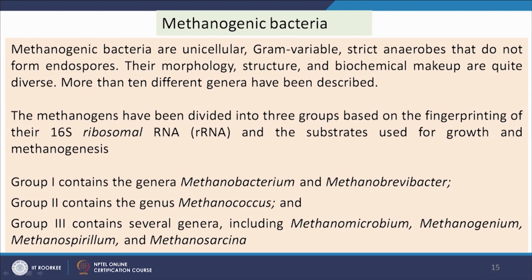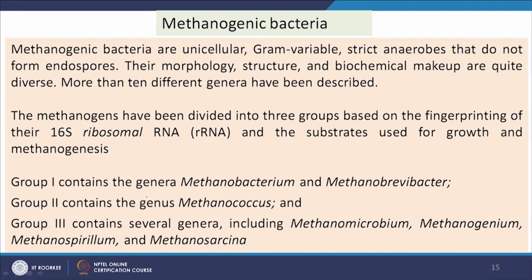endospores. Their morphology, structure and biochemical makeup are quite diverse. More than 10 different genera have been described. The methanogens have been divided into 3 groups based on the fingerprinting of their 16S ribosomal RNA and the substrates used for growth and methanogenesis.